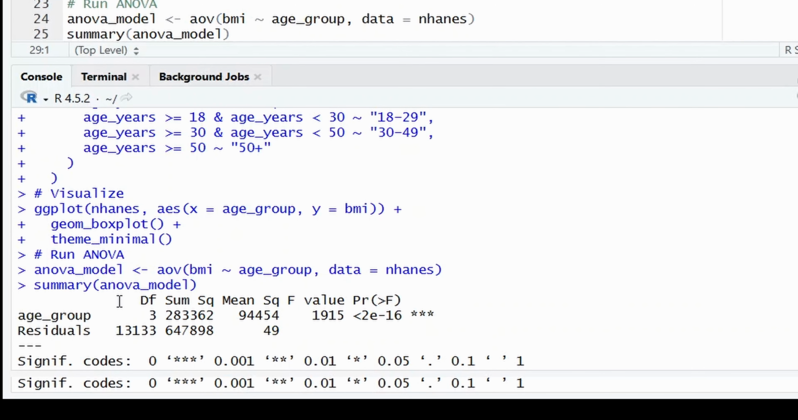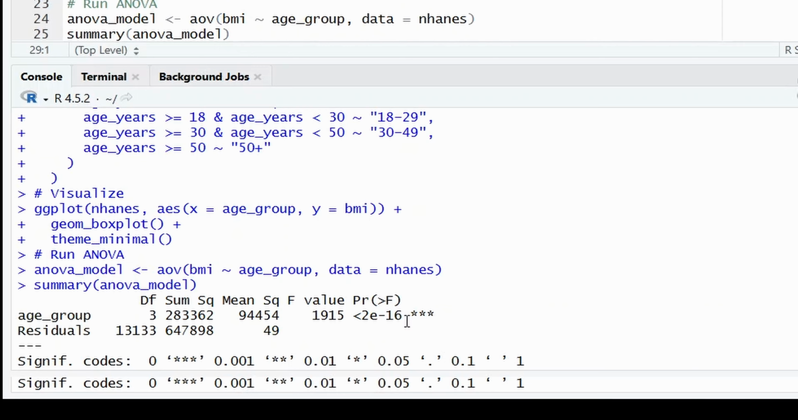Our model compared BMI across four age groups. Here's what we found. The F statistic is 1,915 with a p-value of less than 2 times 10 to the negative 16th power. That's written in scientific notation, but what it essentially means is that the p-value is extremely small, far below the conventional 0.05 threshold. In public health research, when the p-value is below 0.05, we consider the result statistically significant. In this case, the p-value is not just significant, it's overwhelmingly significant.